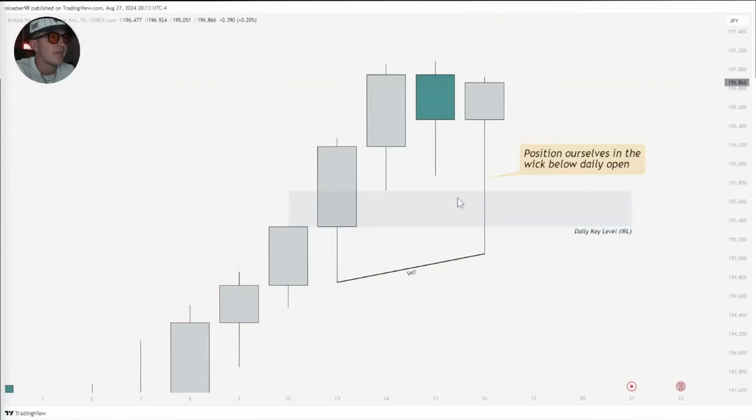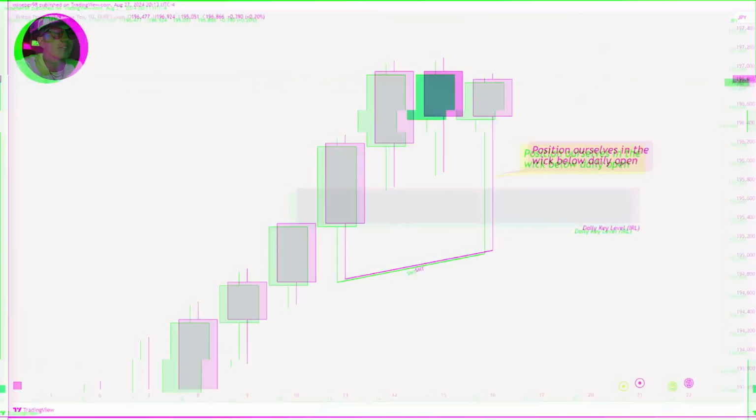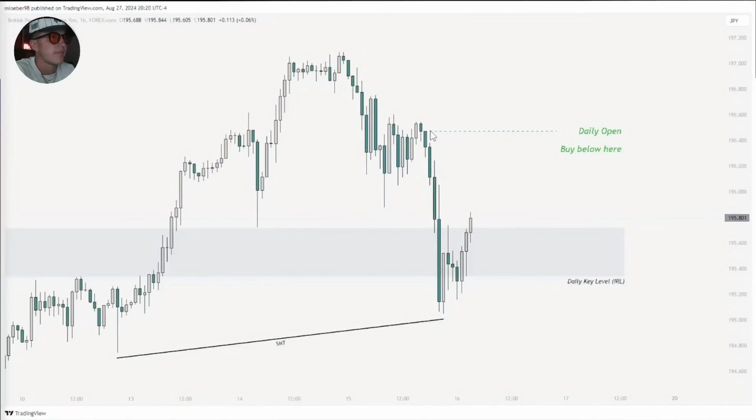So there is an entry on the 1 hour inside of this wick that we can capitalize on to reach any external range highs above us. So here's the hourly chart, and this is that daily open. Anything that is below here is labeled as a buying opportunity.